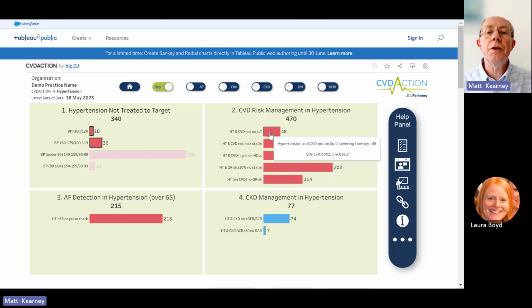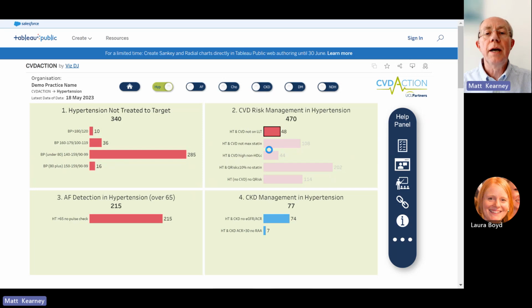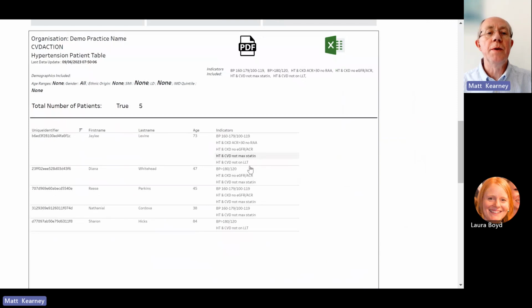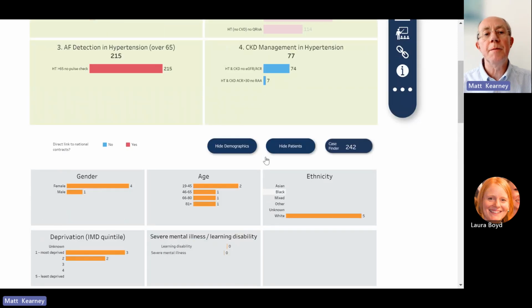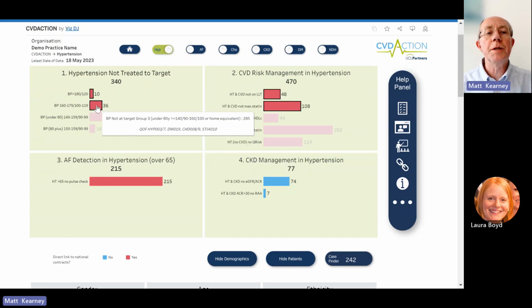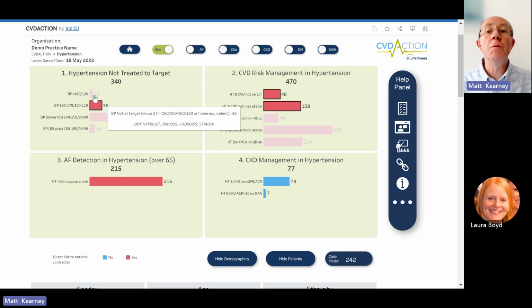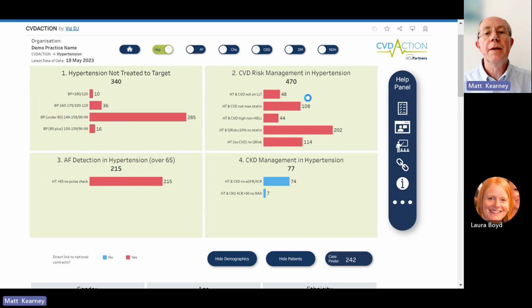And if I then look at the 2 cohorts of patients with cardiovascular disease and suboptimal or no lipid-lowering therapy, then my patient list at the bottom will be all of those patients, very high risk. They've got significantly high blood pressure and they've got CVD without lipid-lowering therapy. So it immediately helps us to prioritize a group of patients in whom it will make a big difference if we optimize their care. So let me just close down these filters.